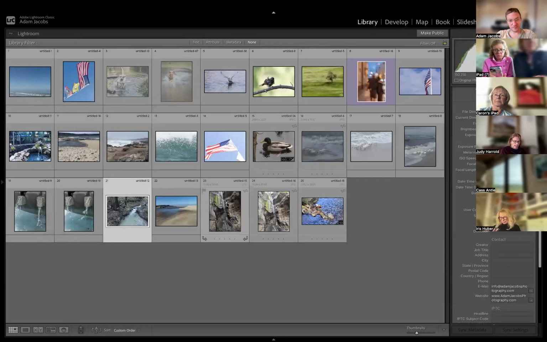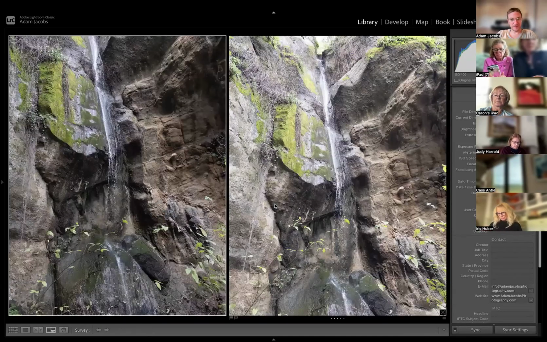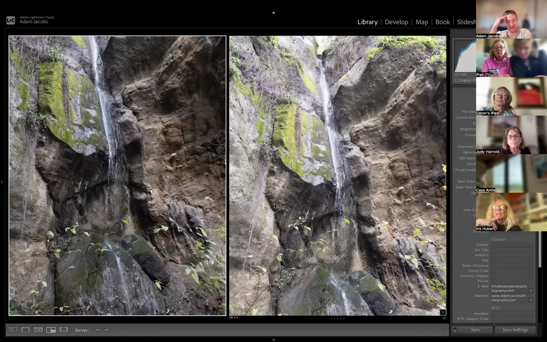No. Okay. Let's look at this one. That's mine. That's beautiful. It's really good. Now, which one do we think has the slower shutter speed? The one on the left or the one on the right? Because the water kind of looks the same. The giveaway is the one on the right is brighter. So which one's got the slower shutter speed? The one on the right or the one on the left? That one, yeah. Right.